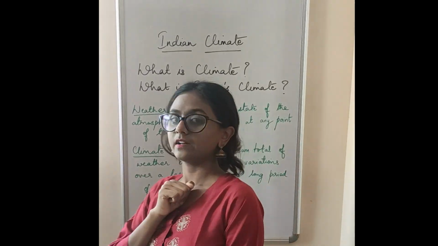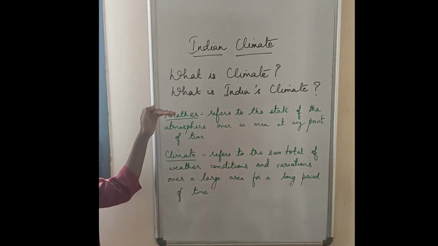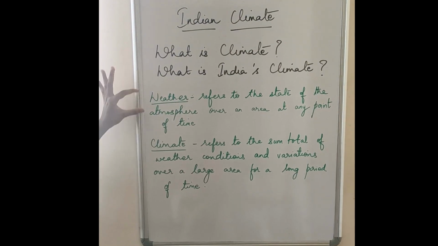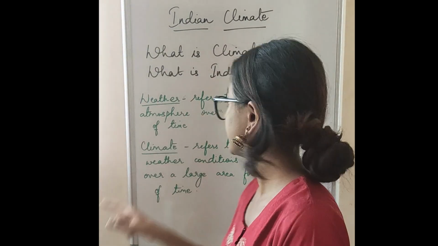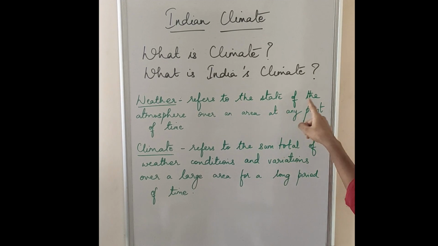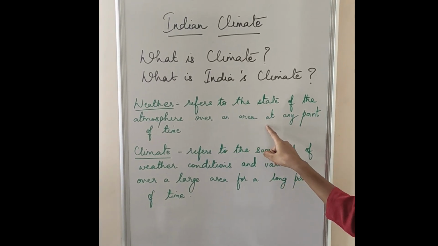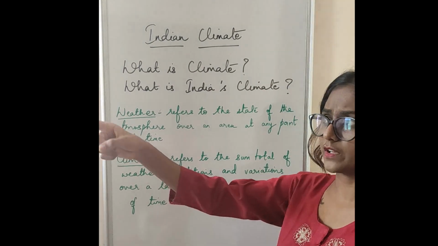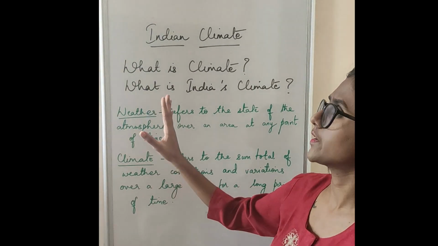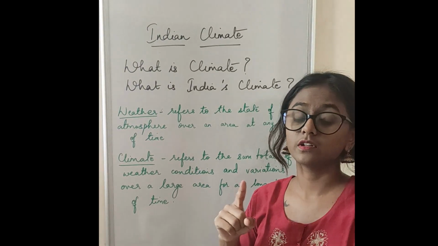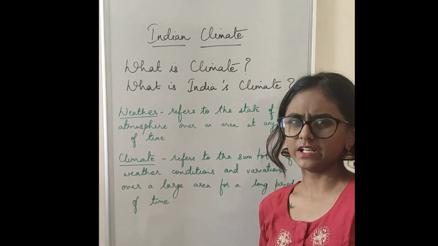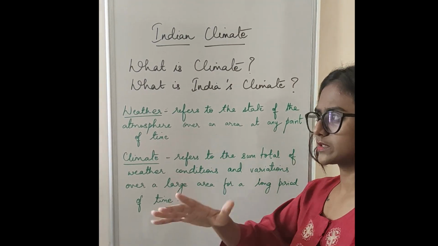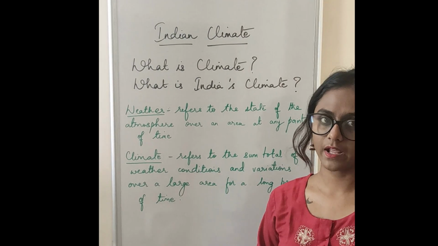Before we learn about that, we need to know a very important difference between weather and climate. So what is weather and what is climate? Weather refers to the state of the atmosphere over an area at any point of time. That means right now if I go outside, I'll check the atmosphere. It's sunny today, so it's sunny weather, or it's cloudy today, so it's cloudy weather. So weather is over a small area, and at any point of time.